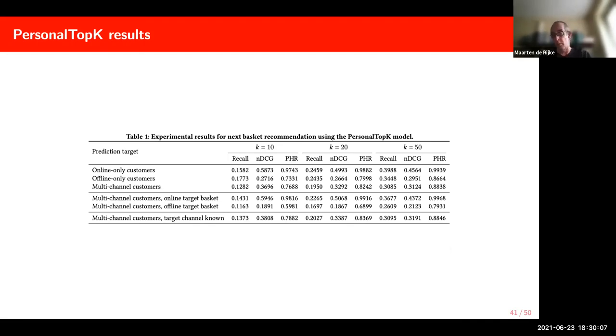You can also run an oracle experiment where you assume that an oracle has told you what the next channel is that your multi-channel user is going to exploit, online or offline, and then you do a recommendation for that channel. And this matters, as you can see, in the second group of results. For the multi-channel customers, online next basket recommendation is easier than offline. So if you know which channel you should be dealing with, you can use this.